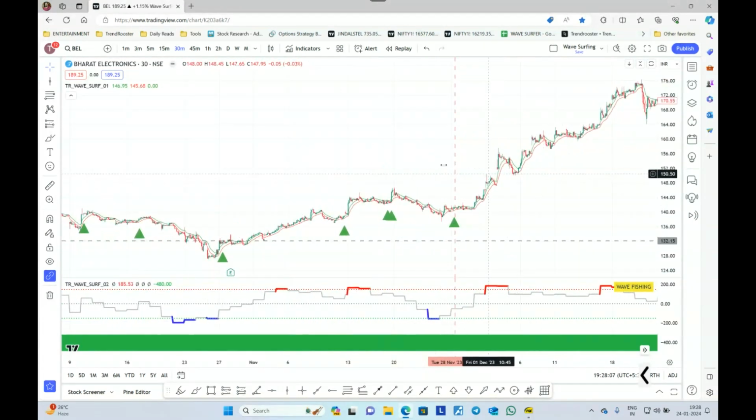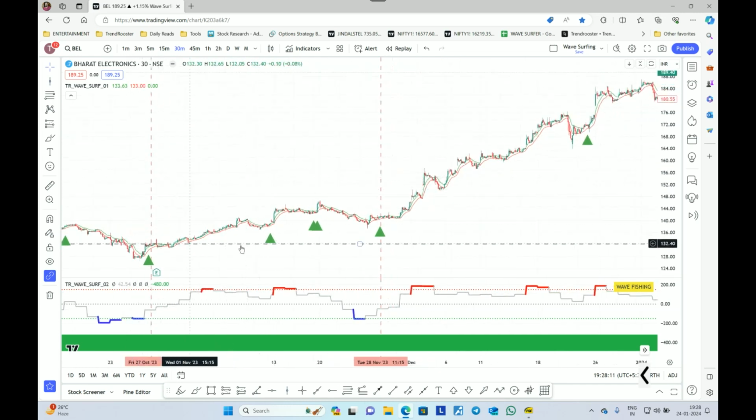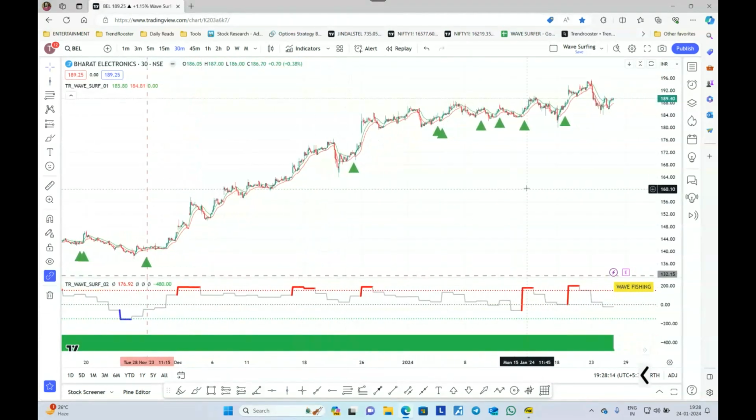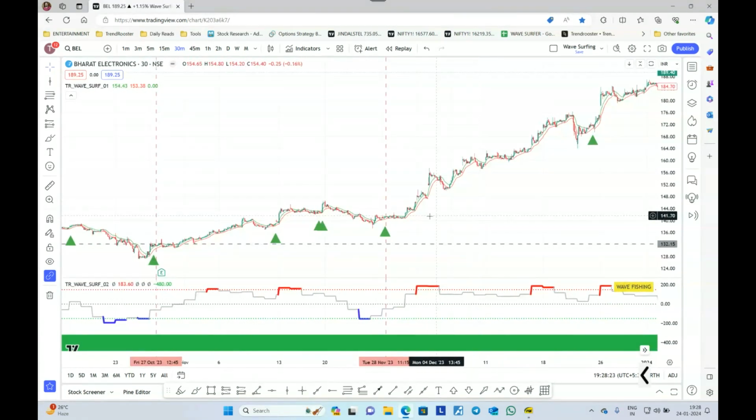Okay. Look at this monster move, but in any bull market, you could see this kind of move. Okay. After that, we did not get any A4.